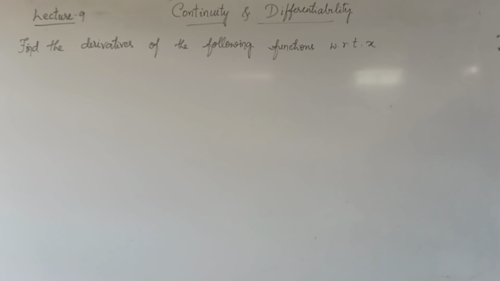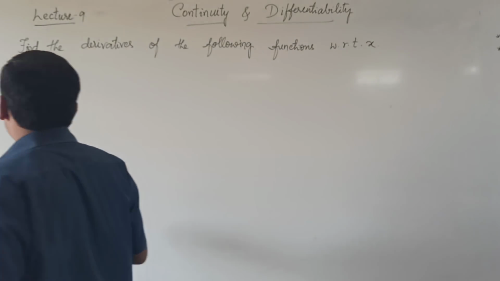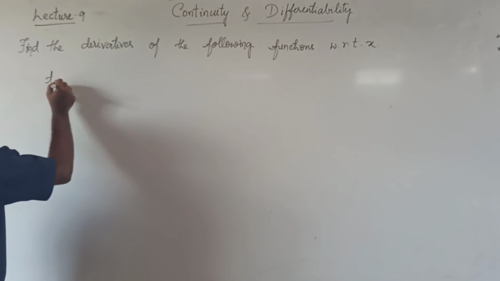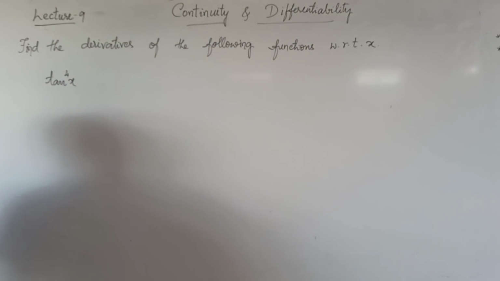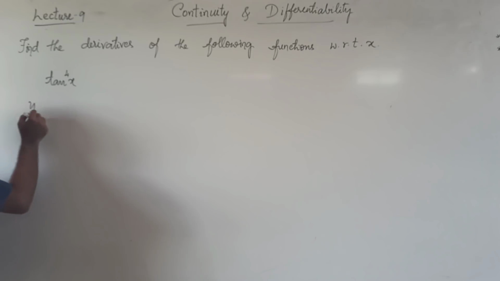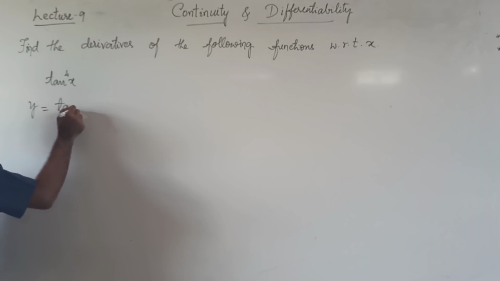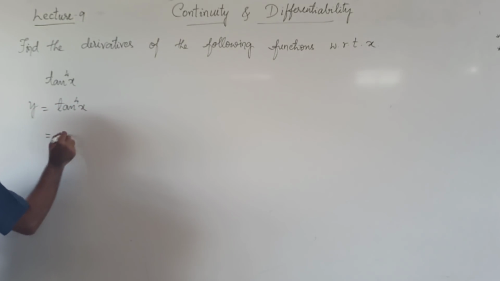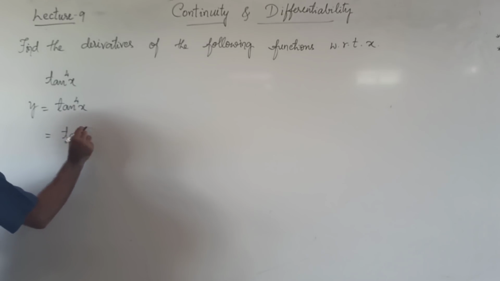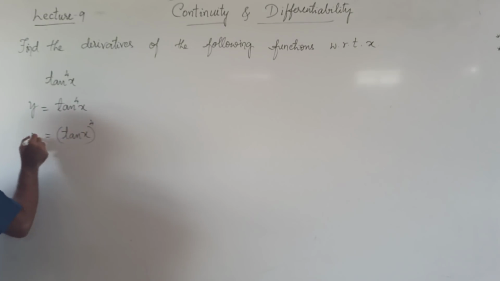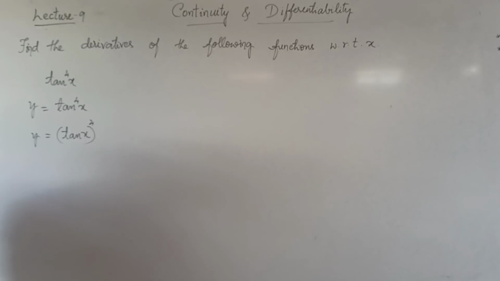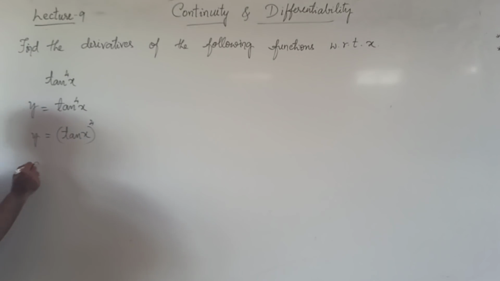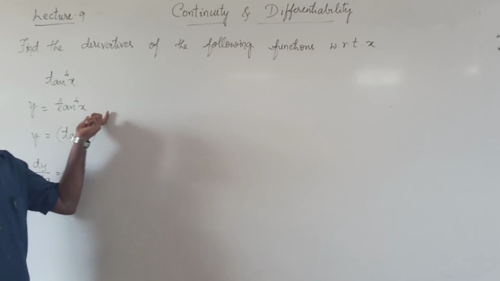The first question is tan power 4x. I'll take this as y. Let y equal to tan power 4x. Tan power 4x can be imagined as tan x whole power 4. So y is equal to tan x whole power 4. Now I will differentiate it with respect to x, that is I will get dy by dx. This is equal to tan x whole power 4.